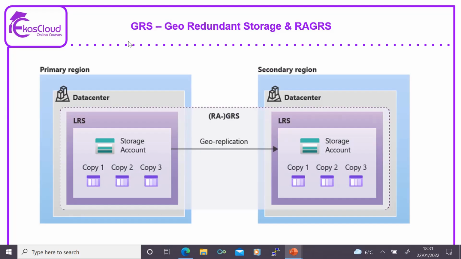Let's now have a look at GRS, which is Geo Redundant Storage, and RA-GRS, which is Read Access GRS. In GRS, Azure Storage copies your data twice.